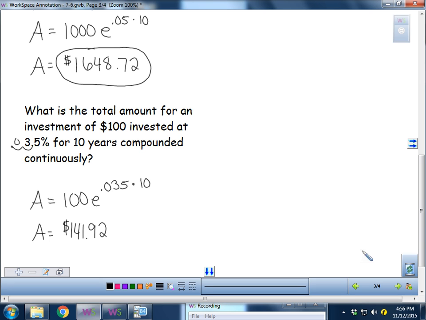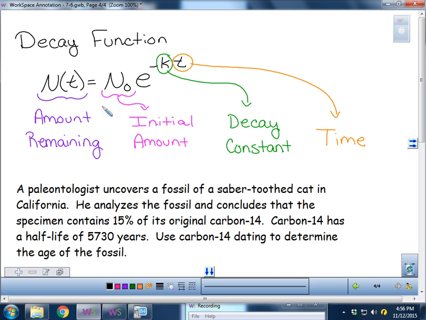And I'm going to skip the last page because it talks about decay constants. I'll show it to you. We won't do this problem, but it talks about fossils and how paleontologists use natural bases to figure out how old something is over time. And that's it.